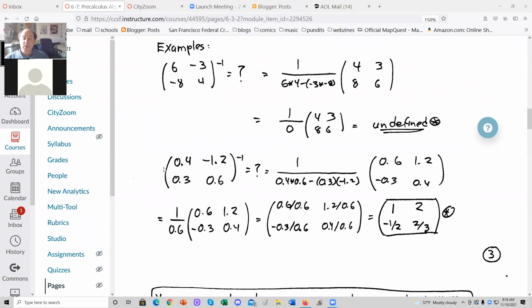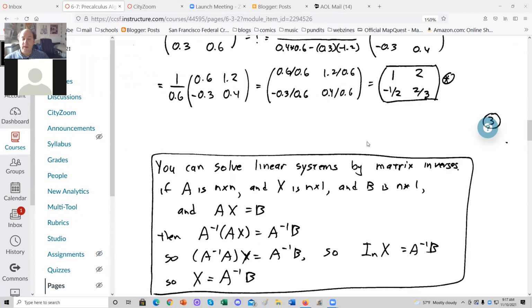But now let's try the inverse of 0.4, minus 1.2, 0.3, 0.6. We flip these two positions, 0.6 and 0.4. We flip the signs of these two, 1.2 and negative 0.3, and we multiply by the reciprocal of 0.4 times 0.6 minus 0.3 times minus 1.2, which when you work it out is 1 over 0.6. So we take this matrix and divide each entry by 0.6, because that's how you multiply a matrix by a number: you multiply each entry. This comes out to 1, 2, minus a half, 2/3. I'll leave it to you to check that this times the original is the identity.